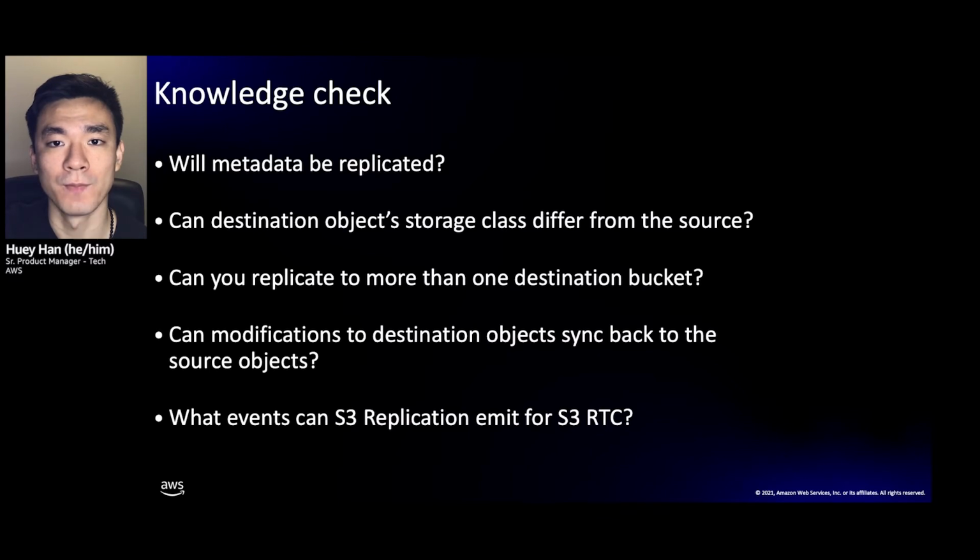Last question. What events does S3 Replication Time Control emit? So Replication Time Control has three primary events: operation failed replication, operation missed threshold, and operation replicated after threshold. The first, once again, the event operation failed replication, is you get the event if S3 failed to replicate some objects due to configuration issues, for example.